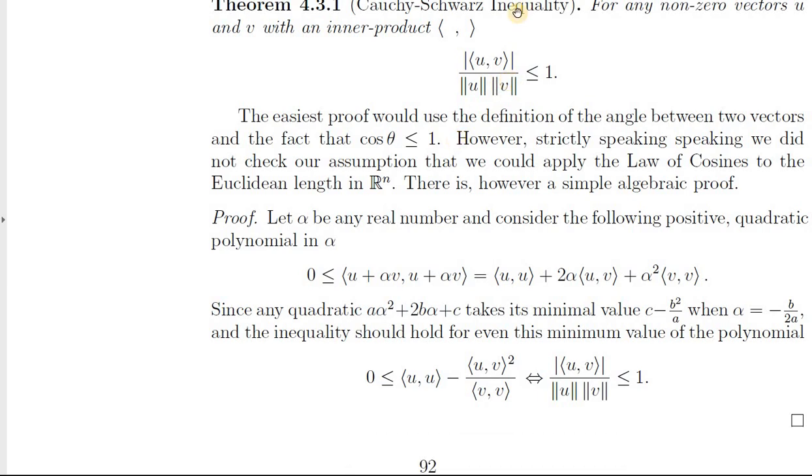All right. So again, the point of proving this is to show that we can use this relationship to define cosine of an angle.